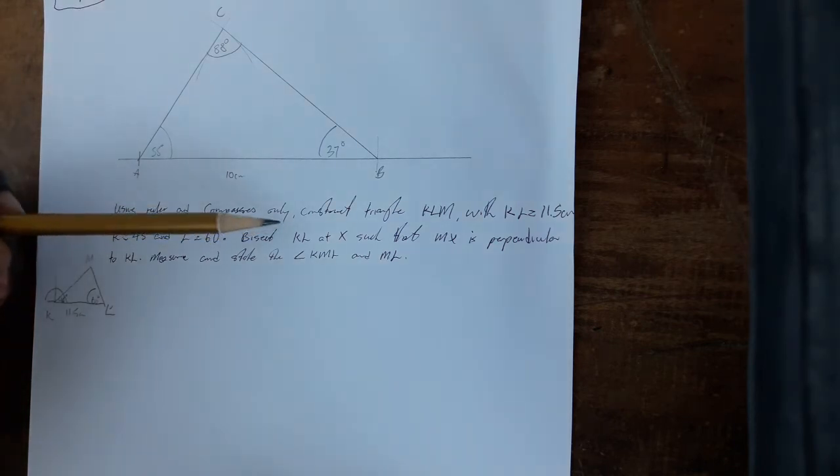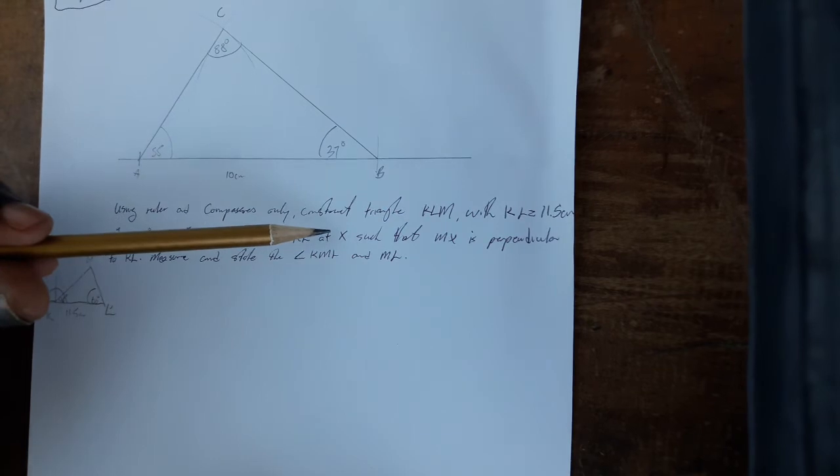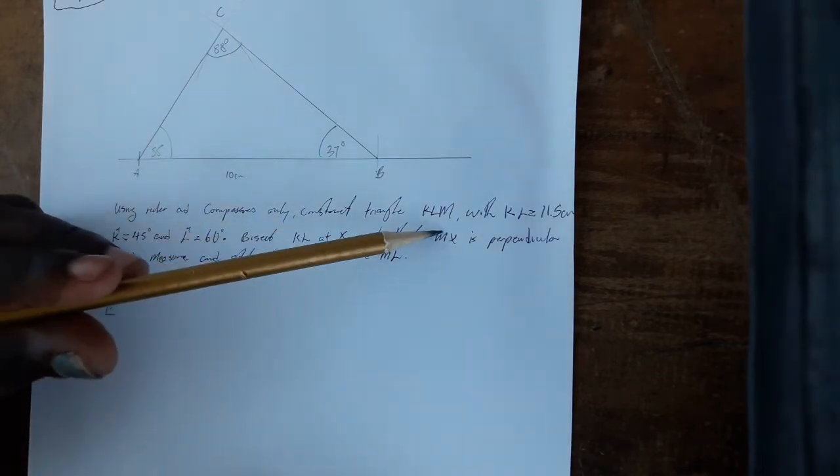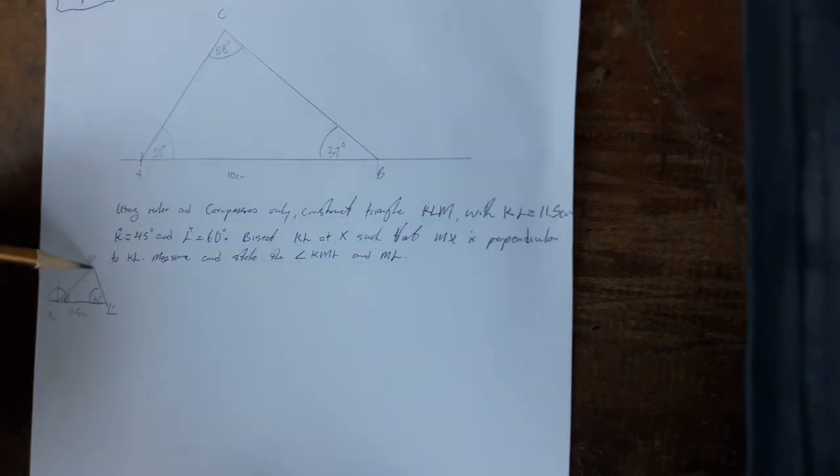The next thing is to bisect KL at X such that MX is perpendicular to KL. So the line must come down here to bisect KL at X.